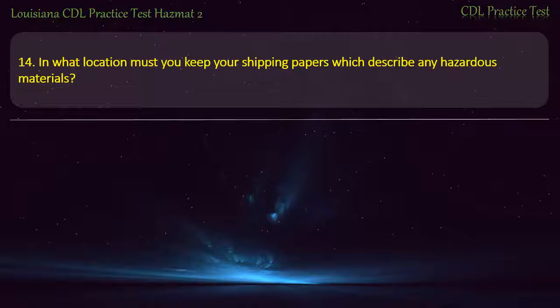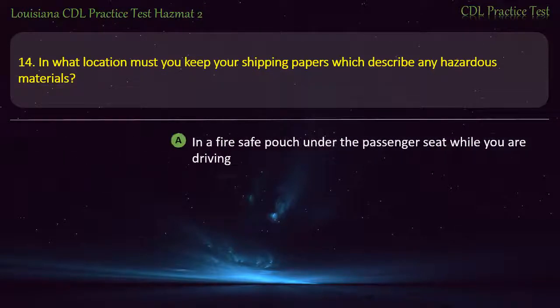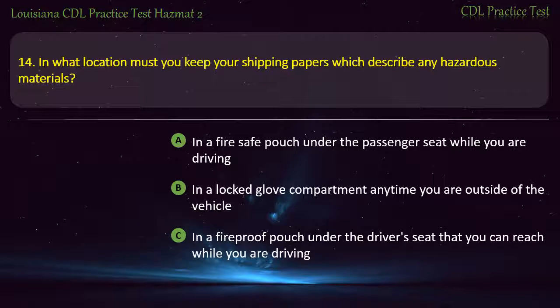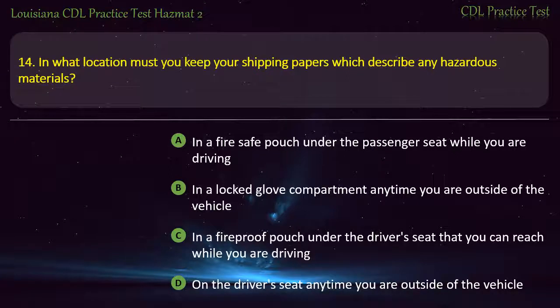Question 14. In what location must you keep your shipping papers which describe any hazardous materials? In a fire-safe pouch under the passenger seat while you are driving. In a locked glove compartment anytime you are outside of the vehicle. In a fireproof pouch under the driver's seat that you can reach while you are driving. On the driver's seat anytime you are outside of the vehicle. Answer. On the driver's seat anytime you are outside of the vehicle.